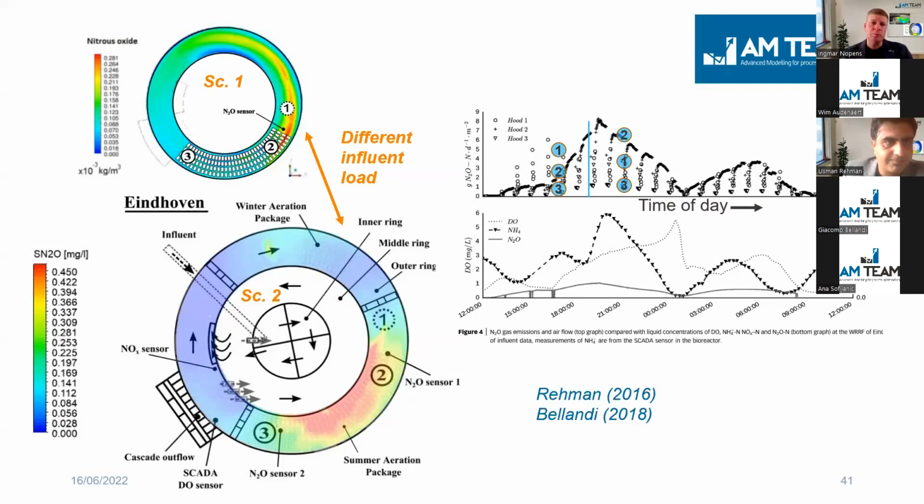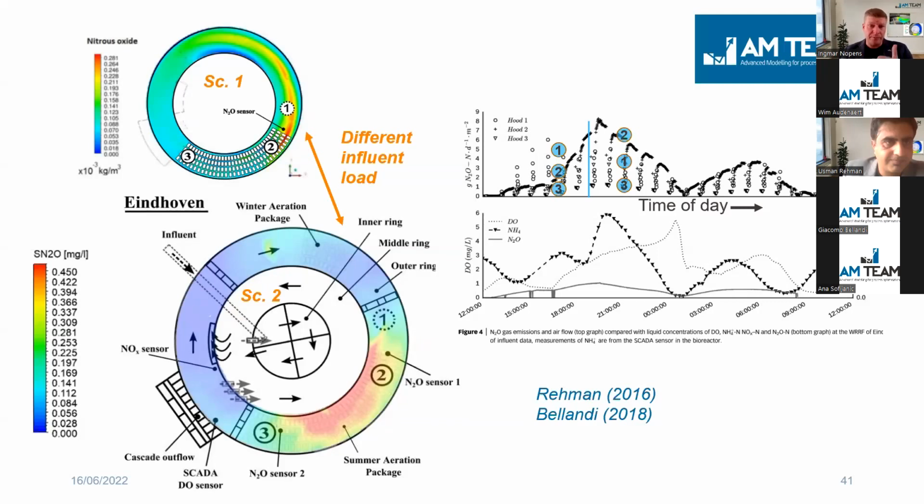So here you see 3 measurement points, 1, 2, and 3, indicated on both figures. And the difference between the top and the bottom figure is, again, the same simulation, but with a different influent load. So meaning that if you look at the figure on the right, we are just looking at 2 different instances of the same day. So it's actually a loading cycle that comes in.